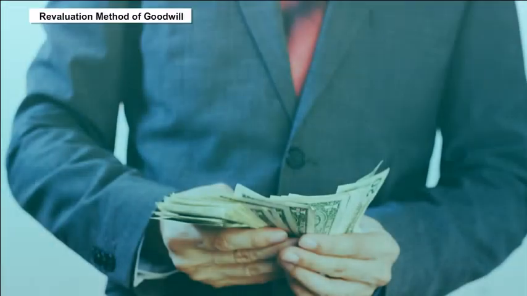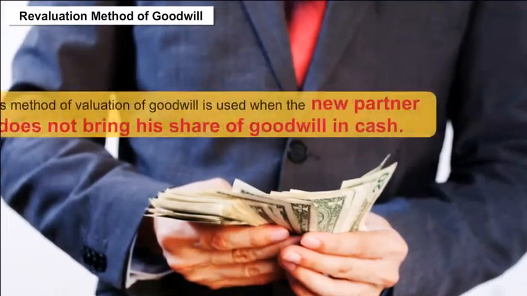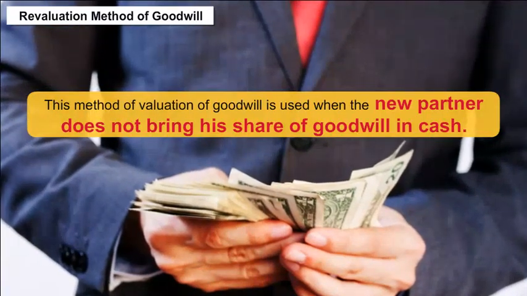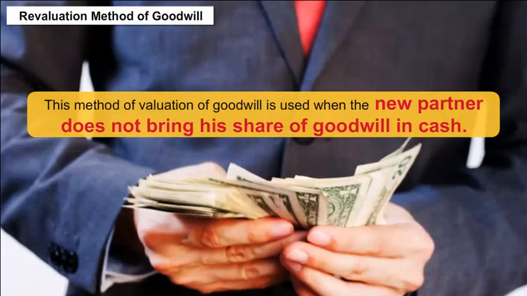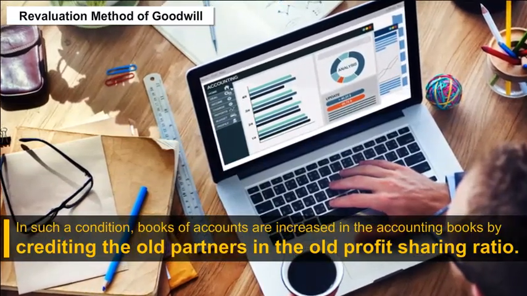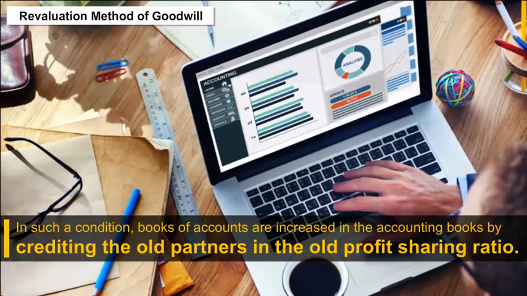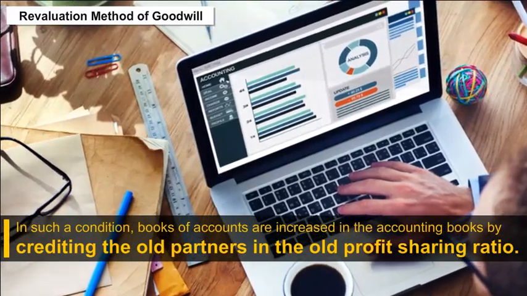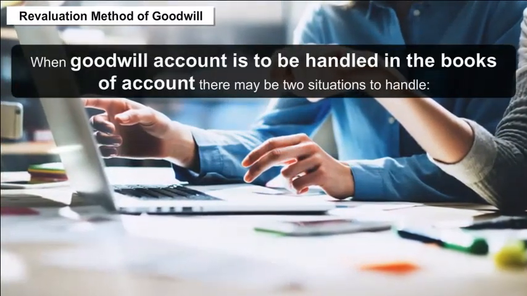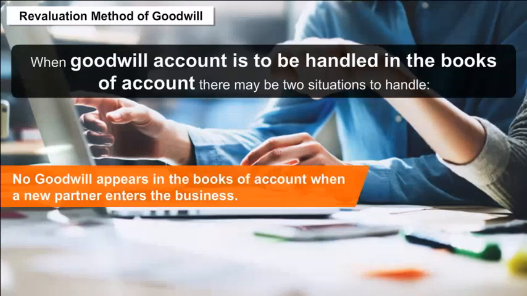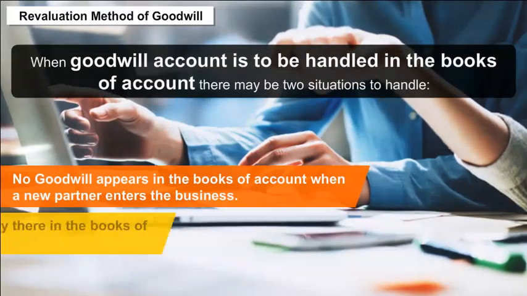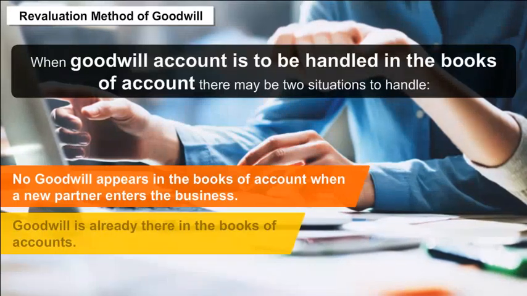Revaluation method. Revaluation method of goodwill. This method of valuation of goodwill is used when the new partner does not bring his share of goodwill in cash. In such a condition, goodwill is raised in the accounting books by crediting the old partners in the old profit-sharing ratio. When the goodwill account is to be handled in the books of account, there may be two situations to handle. One, no goodwill appears in the books of account when a new partner enters the business. Two, goodwill is already there in the books of accounts.